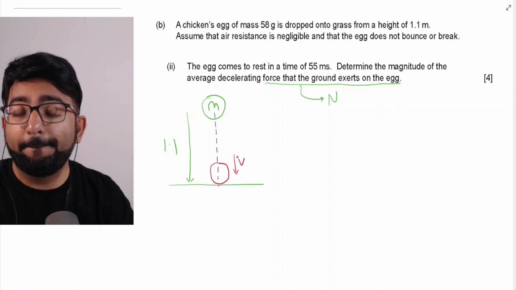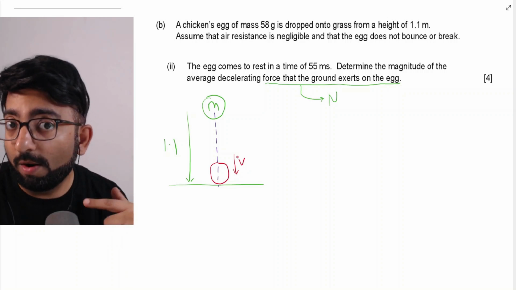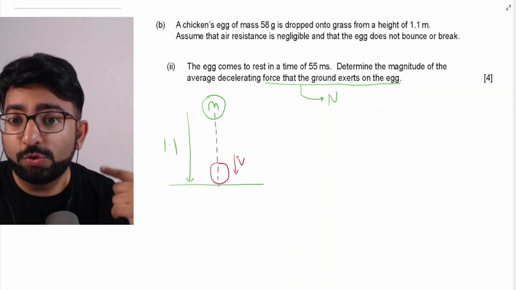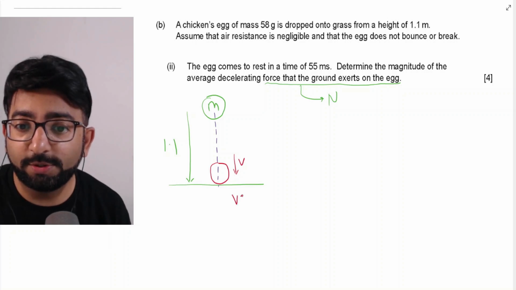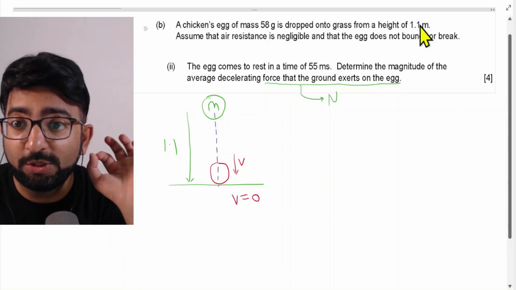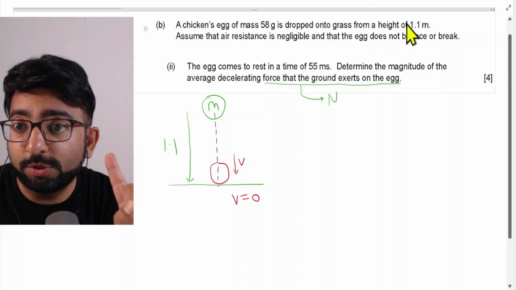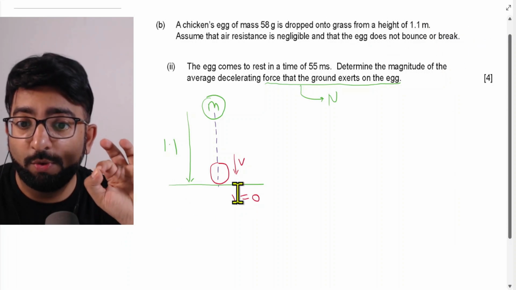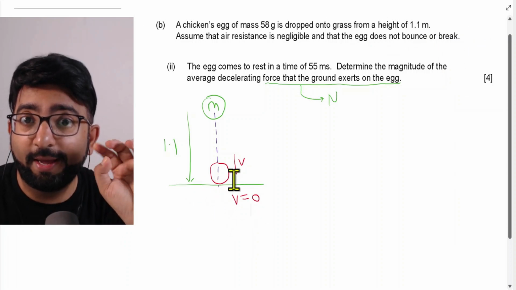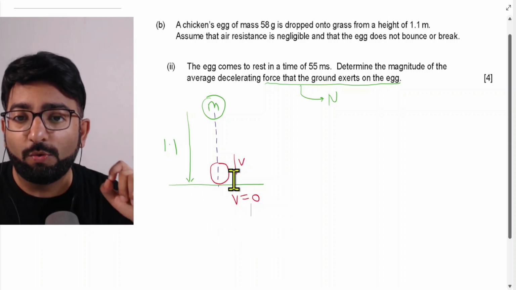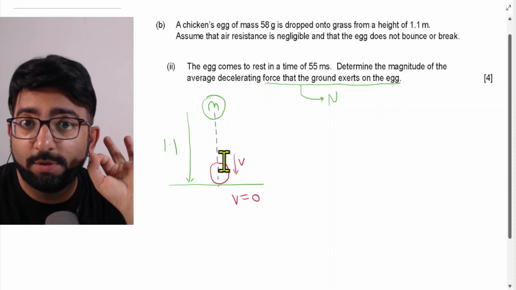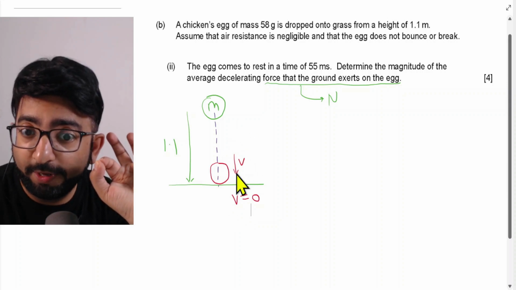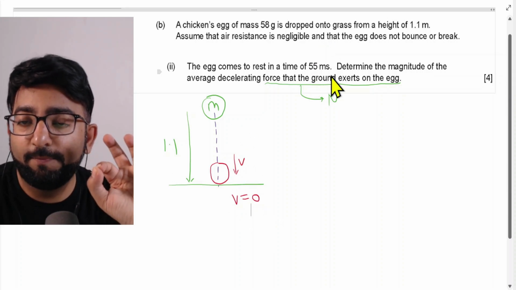Now, once the egg makes contact with the ground, after some time, the egg comes to rest. So we can say the final velocity of the egg will be zero. It is mentioned that the egg does not bounce and it does not break also. So the final velocity of the egg after the impact will be zero. And the time taken for the velocity to change from v to zero is 55 milliseconds.